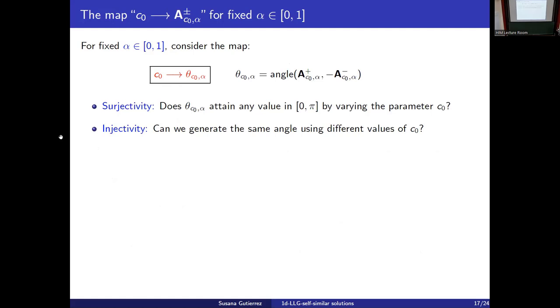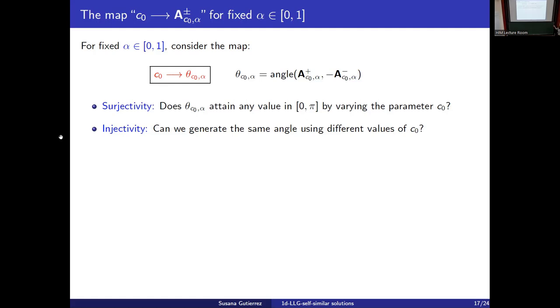And we were interested in understanding the surjectivity and injectivity properties of that function. Surjectivity: does this function attain any value between 0 and pi by moving the parameter C0 for a fixed value of alpha? That means, can I recover all the jumps by moving the parameter C0? Can I gain all the jumps? And in the injectivity setting, we are interested in whether we can generate the same angle using different values of C0. If the answer to this question is yes, we are in trouble, because we would generate the same jump using different values of C0.